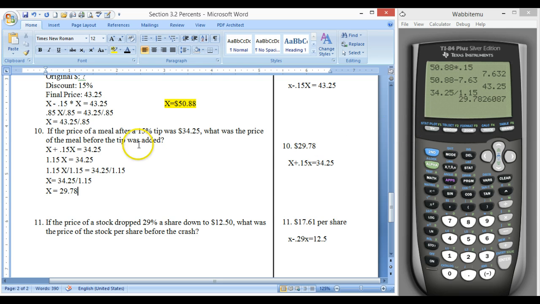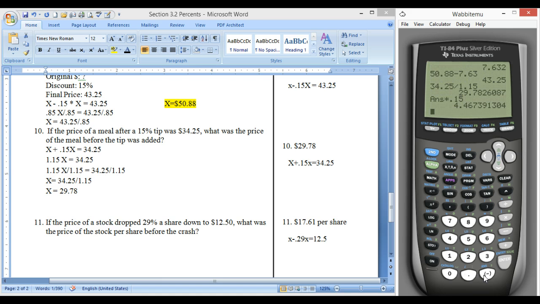And again, we can go back and check that by putting in that $29.78 for X, or we can just break it down and times this by 0.15. So $4.46 was the tip, or the 15%. Add that to the original, which was $29.78. $34.25. Yep, rounding that up gives me the final price. So the original price was $29.78, and I'm going to label that and highlight it as my answer. There we go. Let's try the next one.